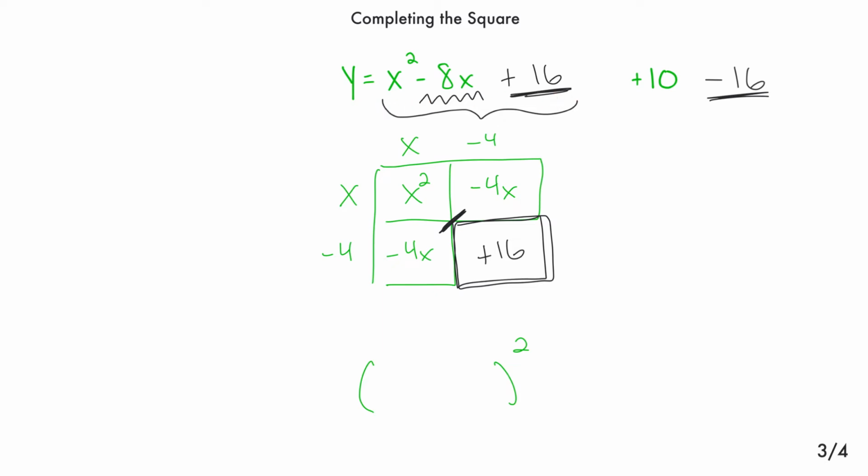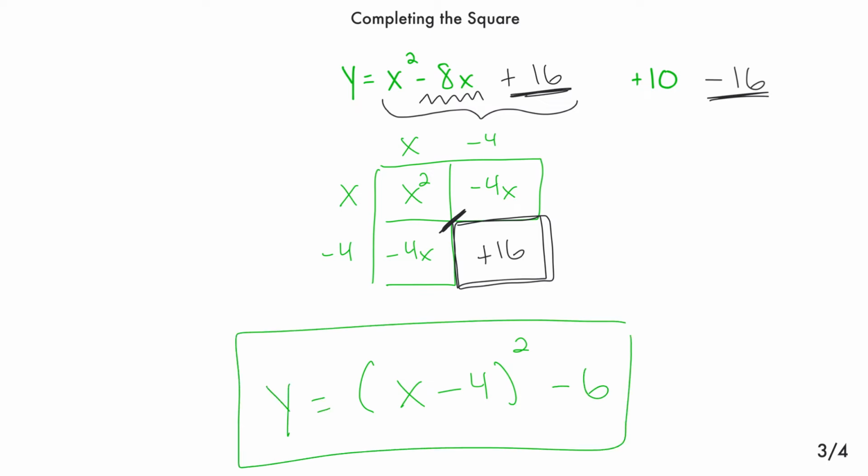This, if you factored it, would turn into x minus 4 times x minus 4, which is x minus 4 quantity squared. And then that stuff that I left on the outside, the +10 and the -16, when you combine those together, you'd get -6. Here's our graphing form of that quadratic.